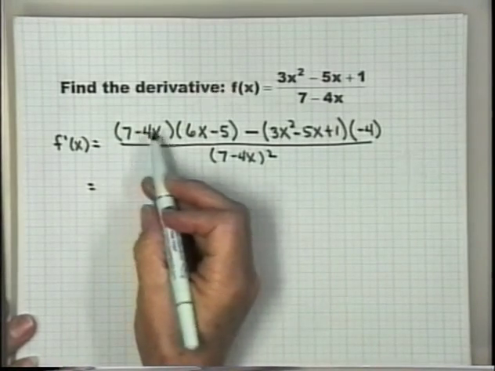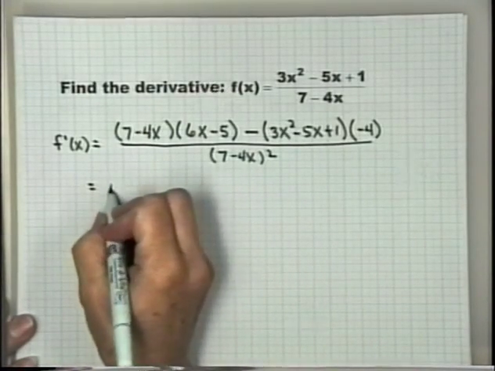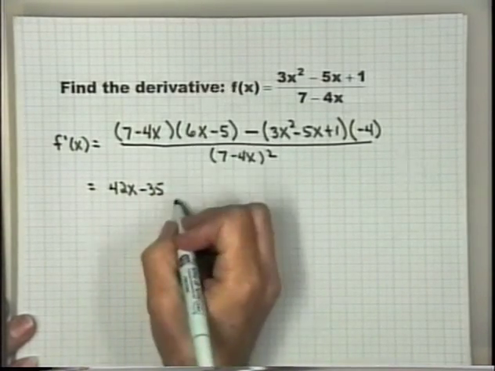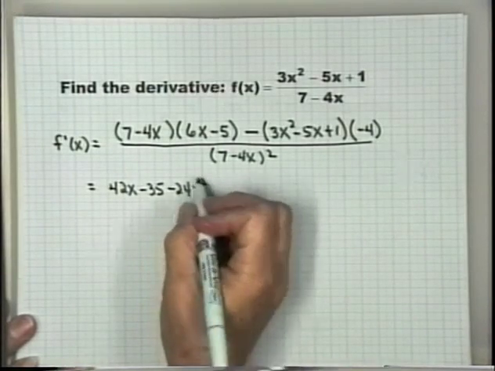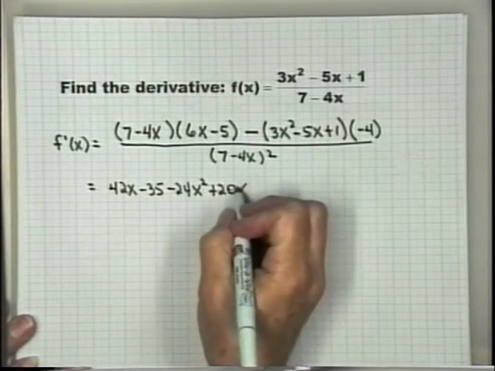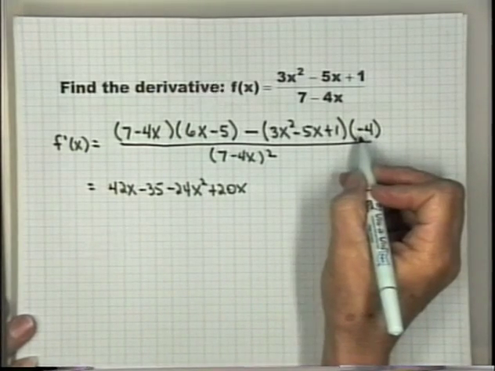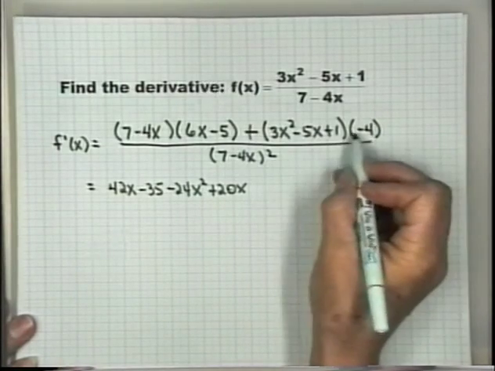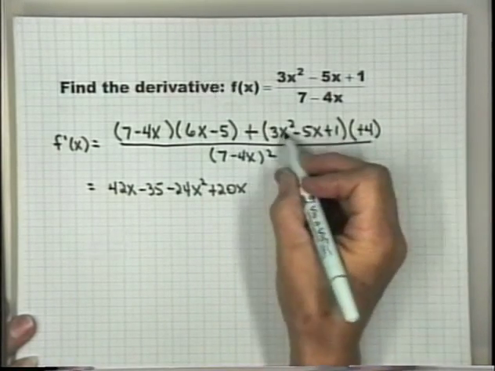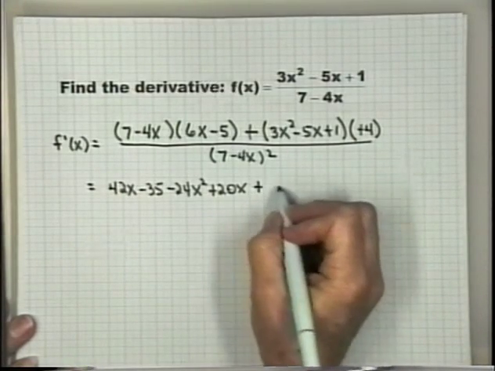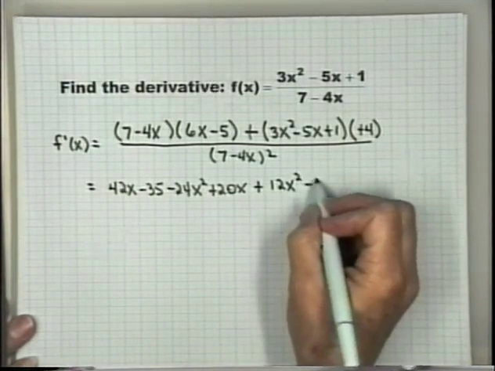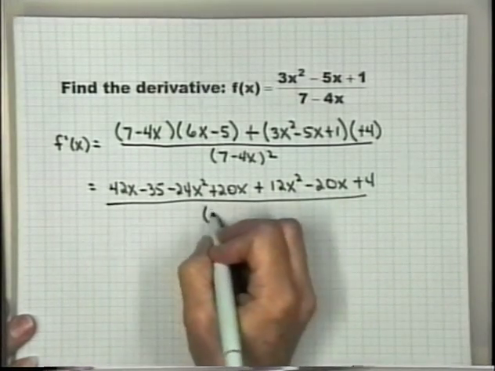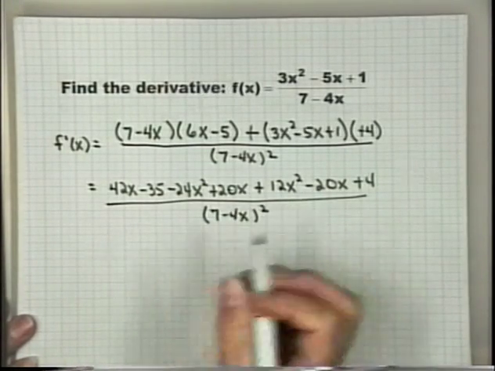Okay, we're going to simplify this out. So we're going to FOIL here. 7 times 6x is 42x. The outside product is negative 35. Inside, minus 24x squared. Last two, positive 20x. Now, let's be careful here. The negative 4 times this, and then I've got this minus here. We can just change those signs, can't we? A negative times a negative. That'll be easier, and then we distribute that 4. So we have a positive 12x squared minus 20x plus 4. All of this is still over 7 minus 4x quantity squared.